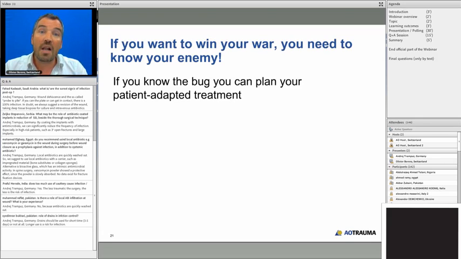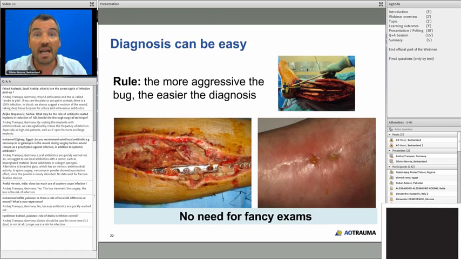Well, now we are pretty sure there's an infection, but only knowing that there's an infection is just half of what we really need to know, because we need to know what germ it is. We need to know our enemy to win the war. Only if we know our enemy can we really decide which antibiotics to give and which treatment we are really going to be able to use.